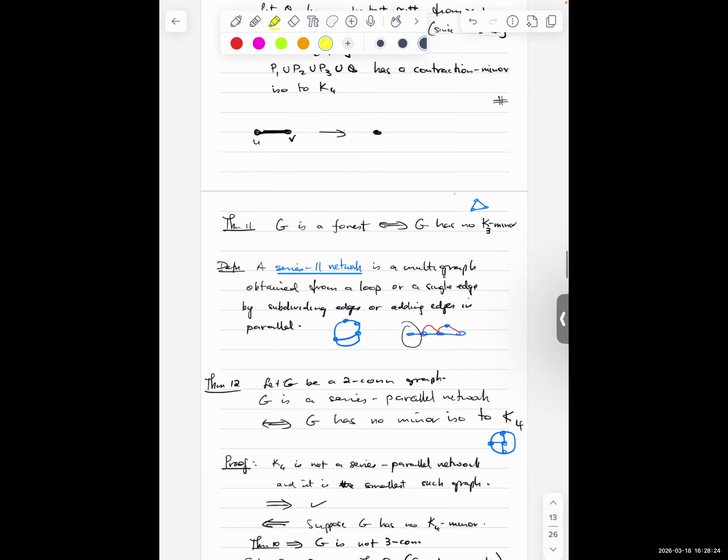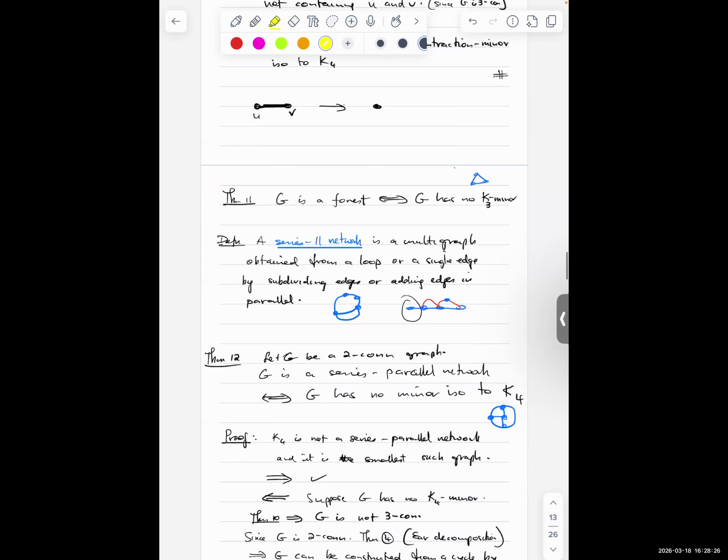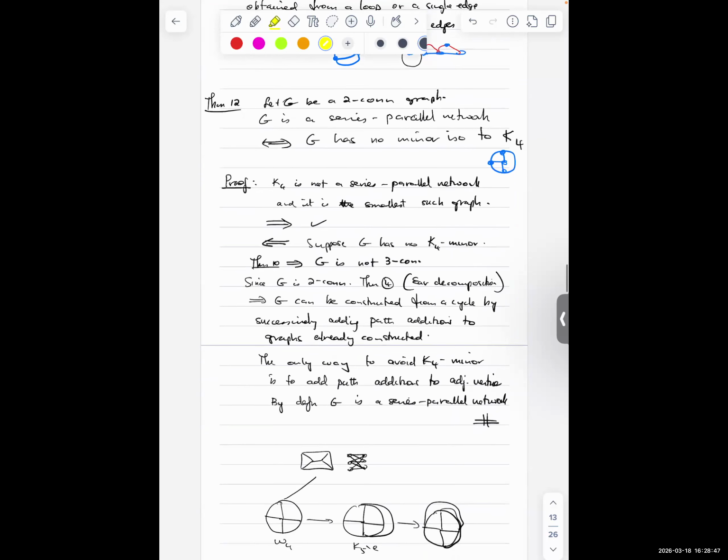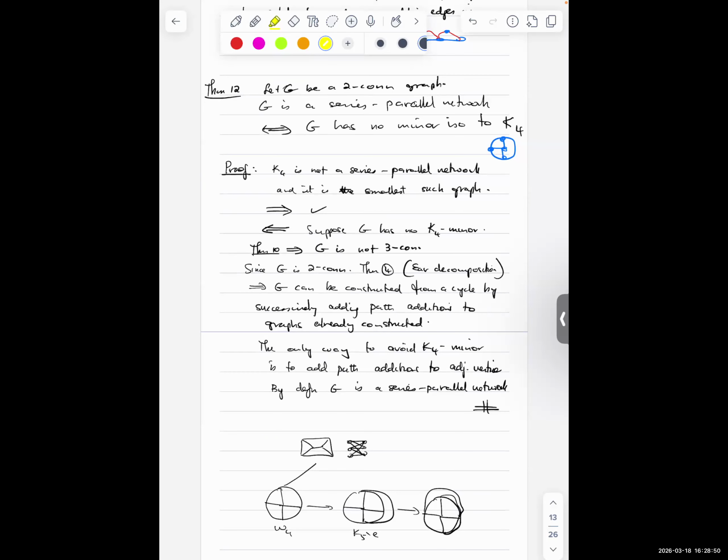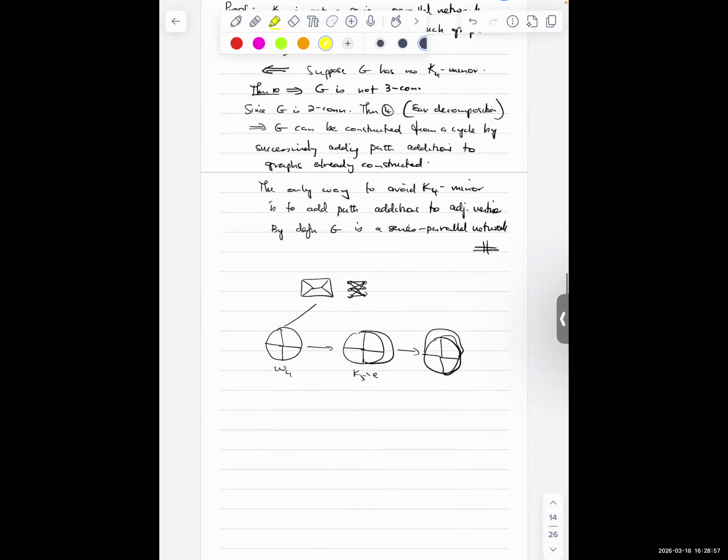All right. And then series parallel networks have no minor isomorphic to K4. So once you determine the class of graphs with no K3 minor, the natural question is the class of graphs with no K4 minor. And that is series parallel networks, and the proof follows from all the above. So I think there's only one corollary that may not have been needed, but otherwise you need all of this stuff to get to this stage.